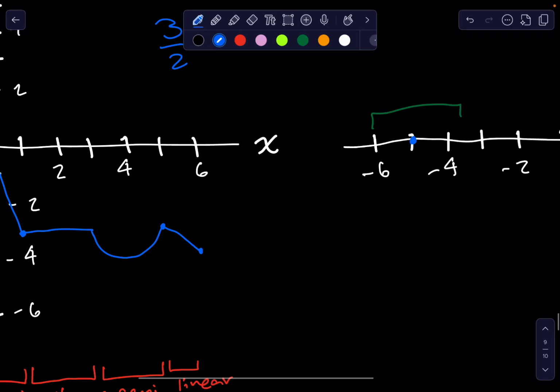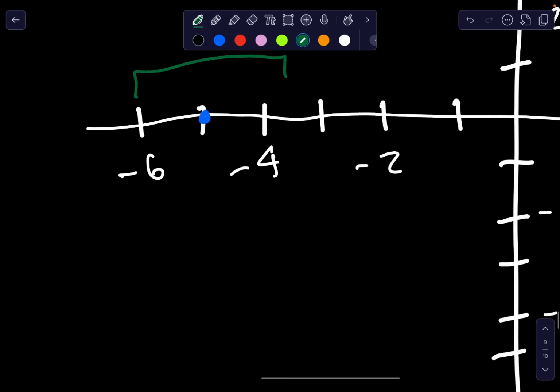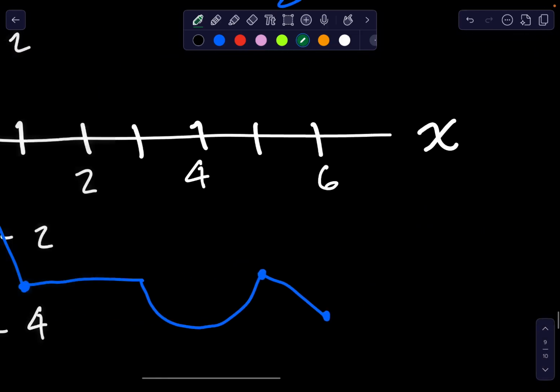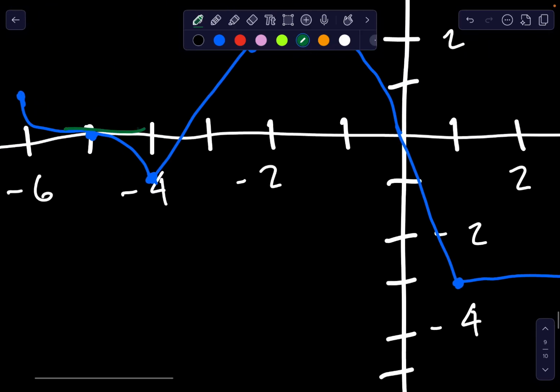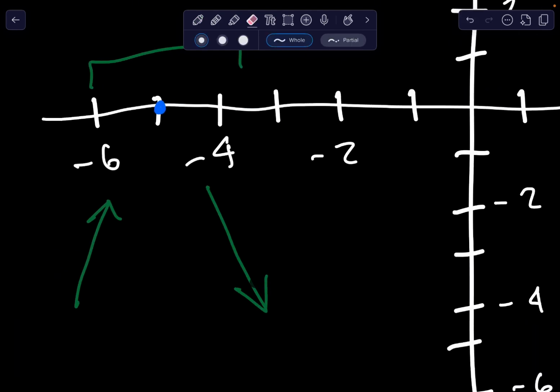Now, we know that since on this section we are concave up, our slope is actually increasing from -6 to -5. So we know that over here, we're going to be increasing before we get to -5. And then after -5, our slope goes from 0, and then it becomes more negative and even more negative. So we know our slope's going to be decreasing after that point.